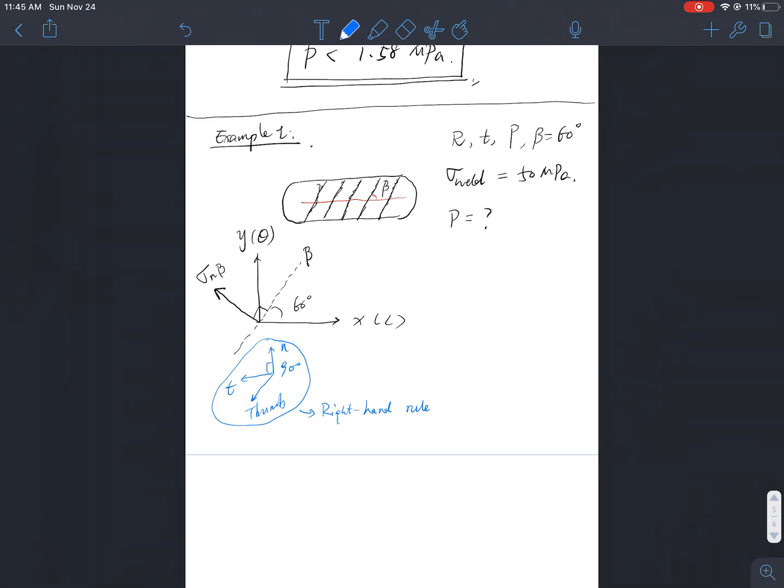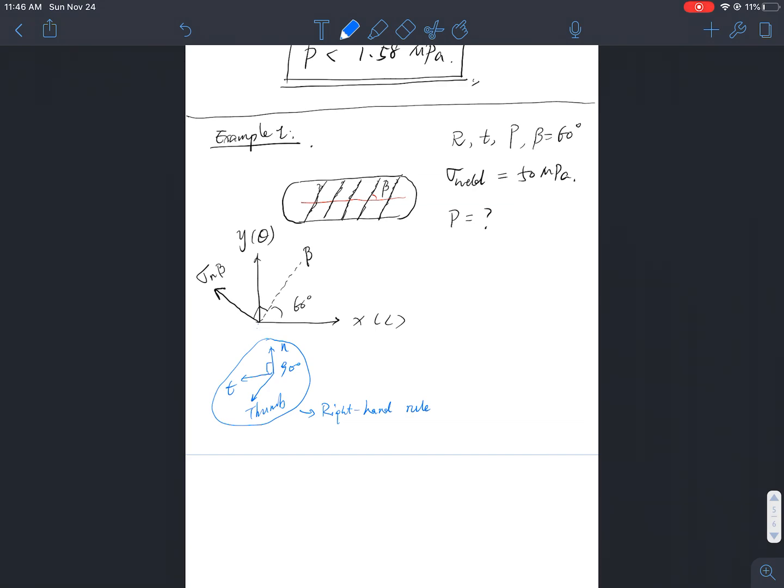Okay, now we're going to apply this right-hand rule to our setting here. So this is the thumb direction, and rotate by 90 degrees. Sorry, let me draw it clearly. Let me redraw it, okay?